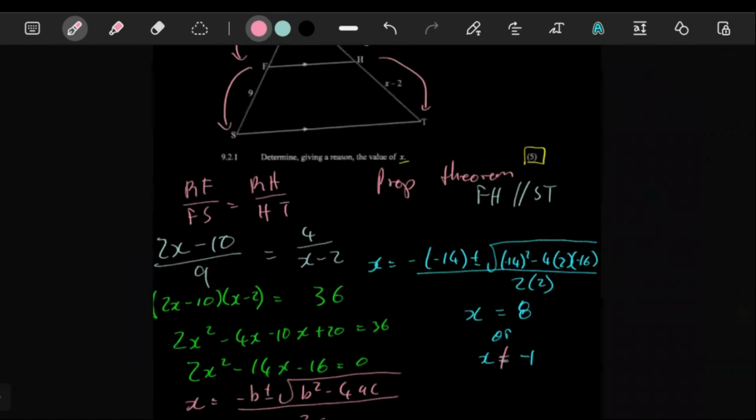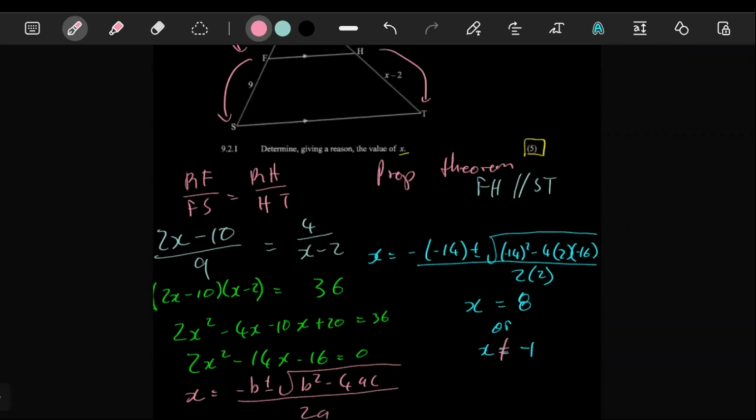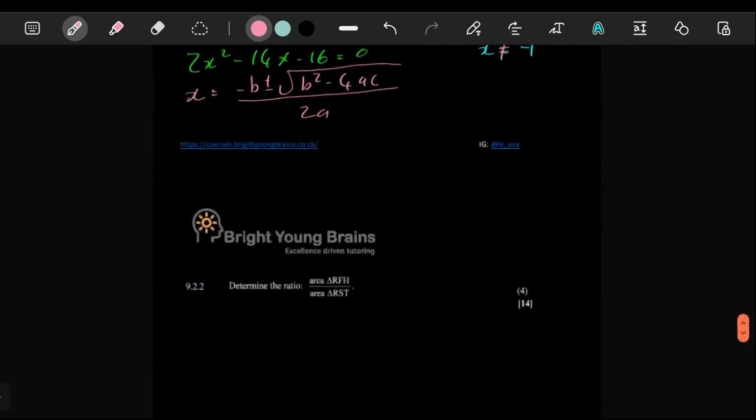So this is quite easy. What you may call easy 5 marks, very simple 5 marks. Yeah. So let's see the next one.